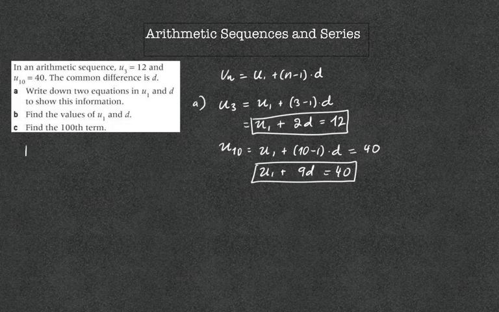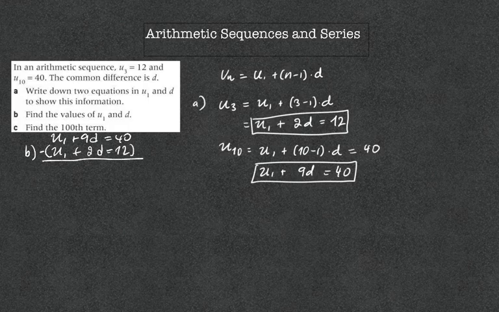Now for part B, we are asked to find the values of U1 and D. What we built in the first part was a system of two equations with two unknowns that we can solve simultaneously. So we're going to subtract both equations, but we're going to do it in the order U1 plus 9D equals 40, take away the second equation.